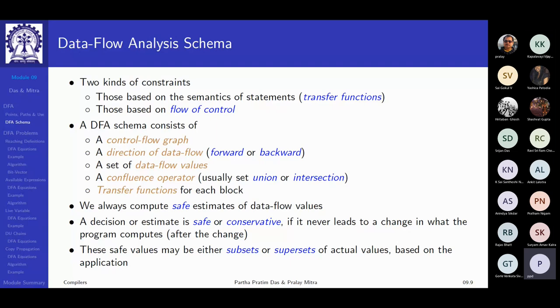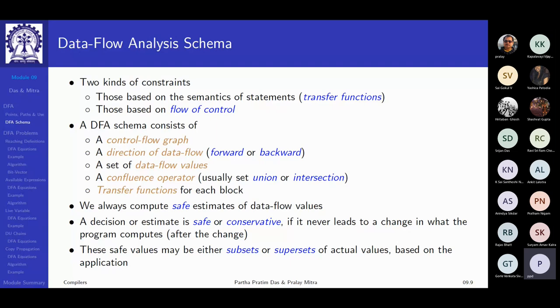The second kind of constraints are based on the flow of control because within the basic block we have fall through, but across basic block we have conditional and unconditional jumps, and those will be the constraints which tell us how to estimate the data flow quantity.